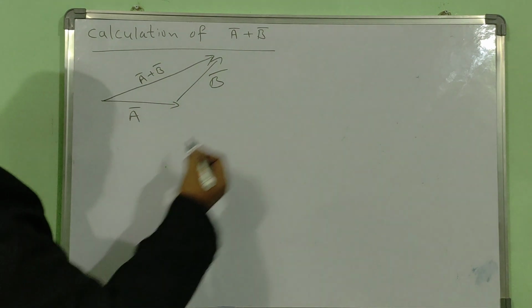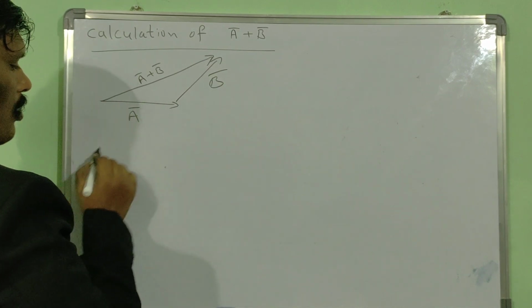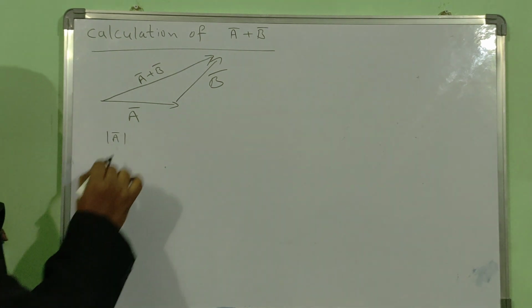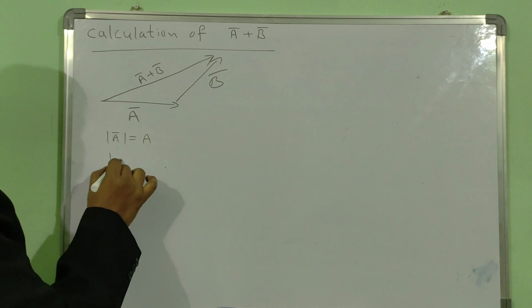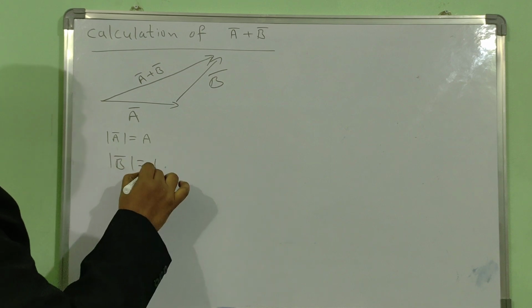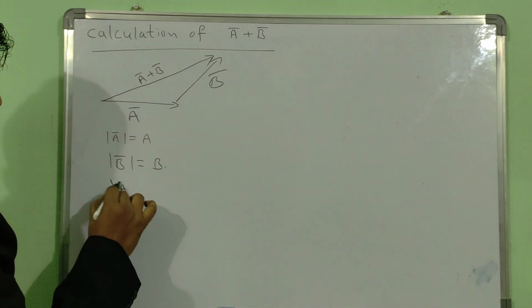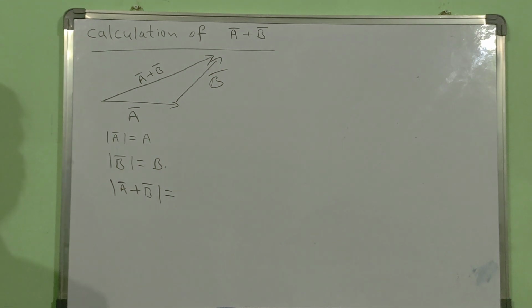And now I am going to consider the magnitude of A bar. Magnitude of A bar, that is modulus of A bar, is also known as A. Magnitude of B bar, or modulus of B bar, is also represented as B. Modulus of A bar plus B bar.